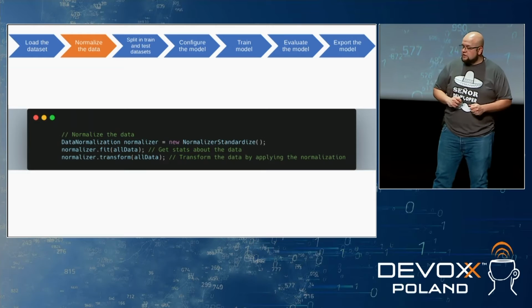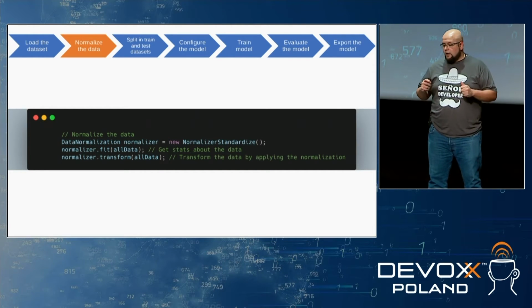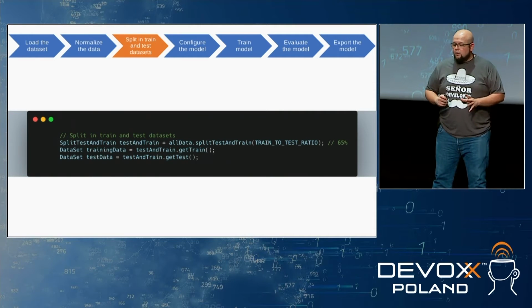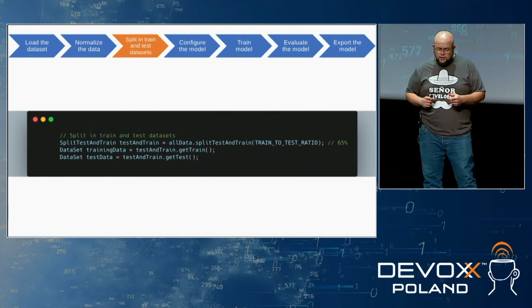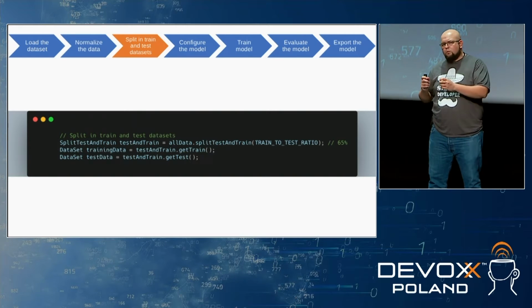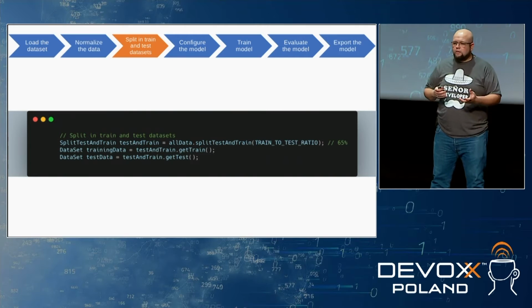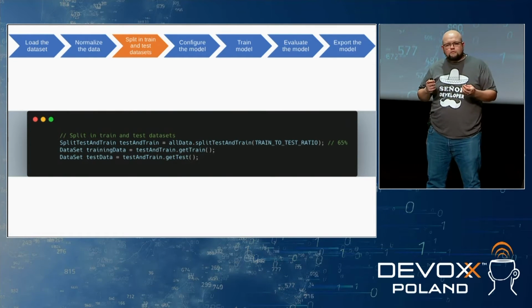So here we use this normalizer provided by Deeplearning4j. We fit it, and then we normalize the data. After that, we split our data set into test and train. The idea is that we will use the train data set to create the model, and after that, we will provide it with data that it doesn't know, so that we can know the different metrics of how well it performs.